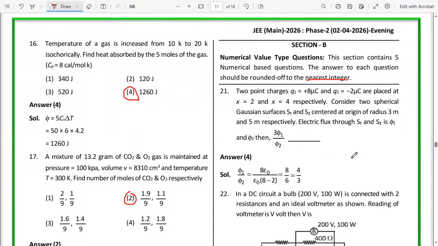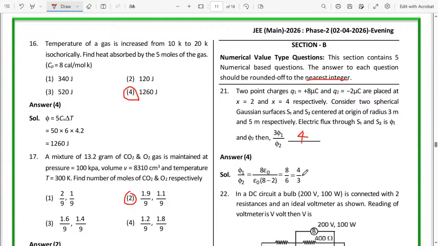Question number 21. 2 point charges, that is q1 equal to plus 1 μC and q2 equal to minus 2 μC, are placed at x equal to 2 and x equal to 4 respectively. Consider two spherical Gaussian surfaces S1 and S2 centered at the origin with radius 3 meters and 5 meters respectively. The electric flux through S1 and S2 is phi1 and phi2. Then 3 phi1 by phi2 equals, yes, the answer is 4.